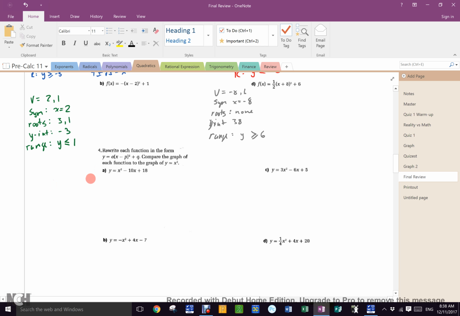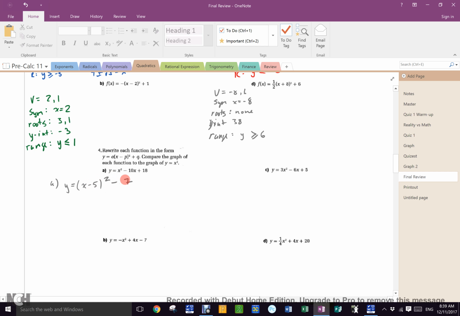Does anybody have the answer for me for number 4? What does y equal? Pardon? Y equals, Megan, go. X minus 5 squared plus 7. Yes, x minus 5 squared plus 7. Plus 7? Minus 7.